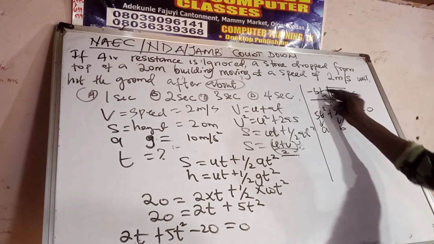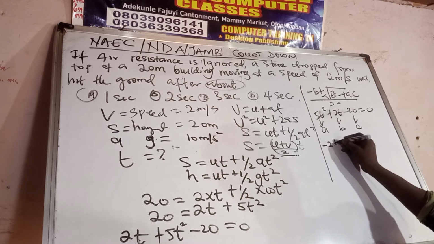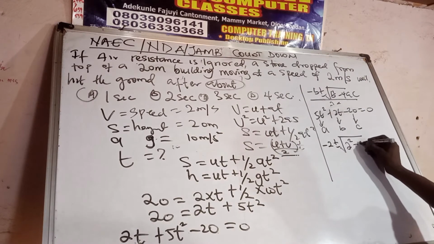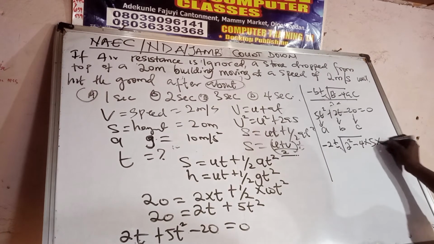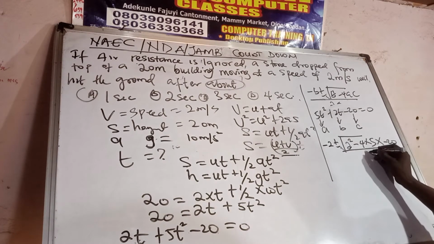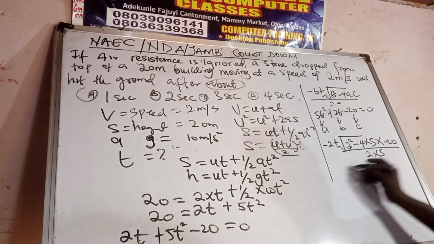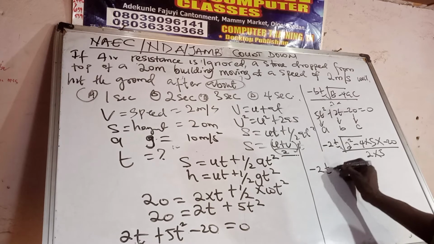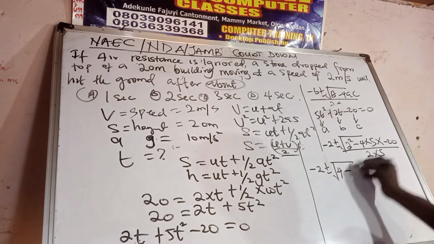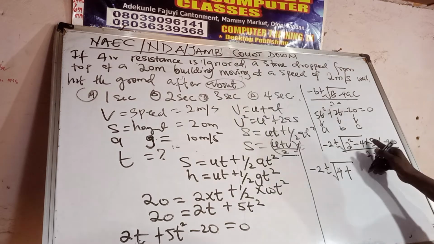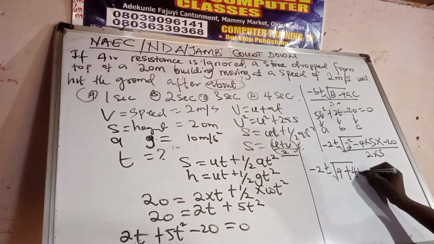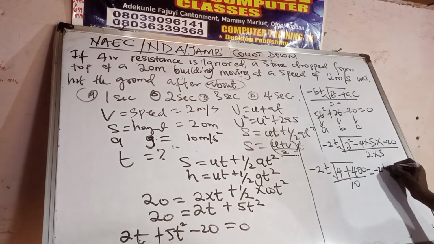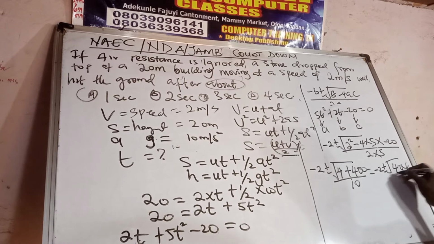Let us substitute it here. Minus B, that is minus 2, plus or minus the square root of B squared, which is 2 squared, minus 4 times A, which is 5, times minus 20, everything over 2 times A, that is 10. This gives me minus 2 plus or minus the square root of 4. Minus times minus gives plus, 5 times 4 is 20, 20 times 20 is 400. So minus 2 plus or minus the square root of 404, over 10.